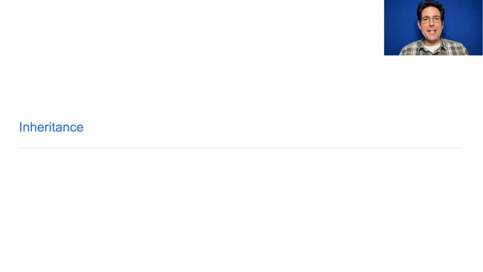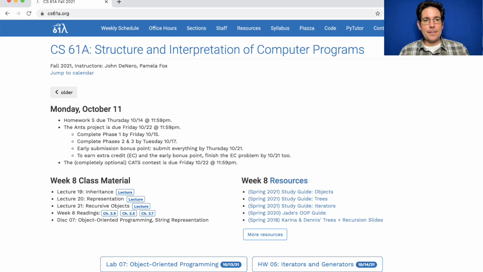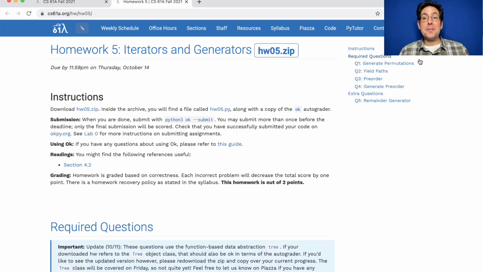61A, lecture number 19, announcements. Homework 5 is due Thursday. It covers both recursion and trees in the context of iterators and generators. And there's an extra question, which you should really do.